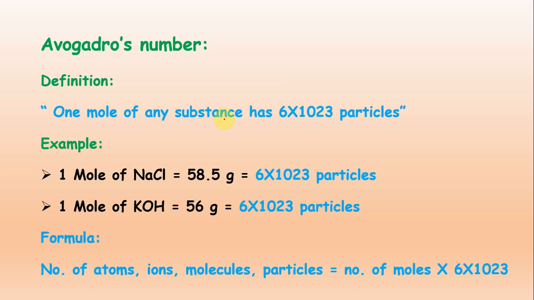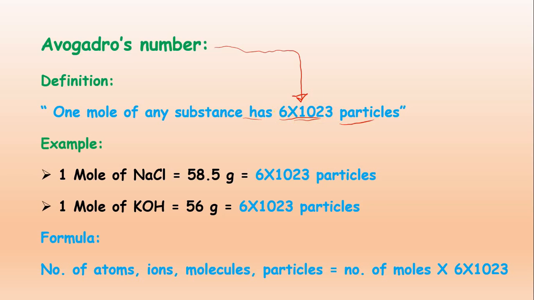1 mole of any substance has 6 × 10^23 particles. If we take 1 mole of any compound or any element, then the number of atoms, particles, ions or molecules will be the same constant number, 6 × 10^23, and that is called Avogadro's number. Avogadro was a scientist who gave this concept that 1 mole of any substance will contain 6 × 10^23 particles.